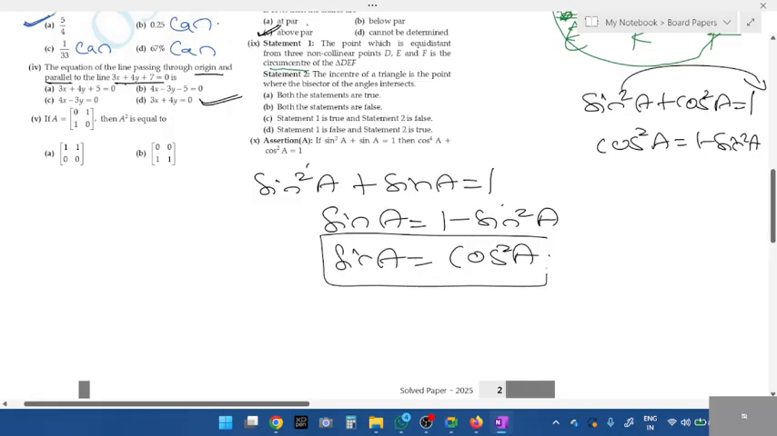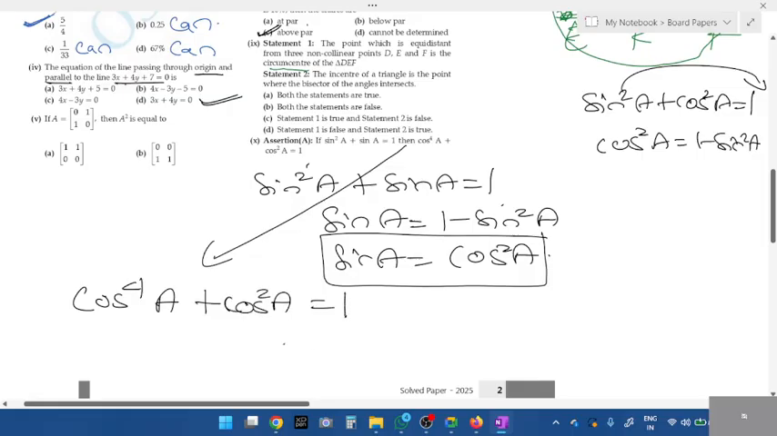This we need to substitute in the second one. Second statement, whatever they have given. If you get both the answer as 1, it is true, if not false. Cos 4A plus cos square A should be equal to 1. Now, cos 4A is given, students. What is cos 4A? Look here. If x is equal to cos A, what is x square? If you square both the sides, x square is equal to cos square A, right?